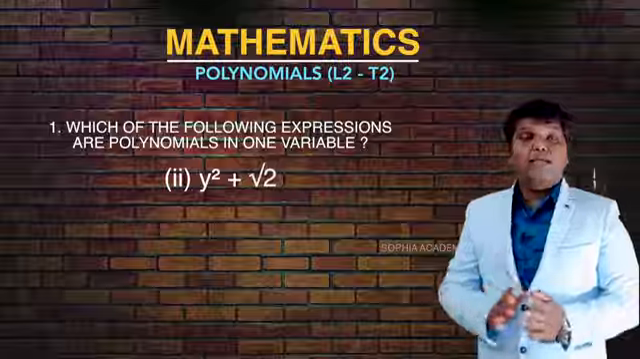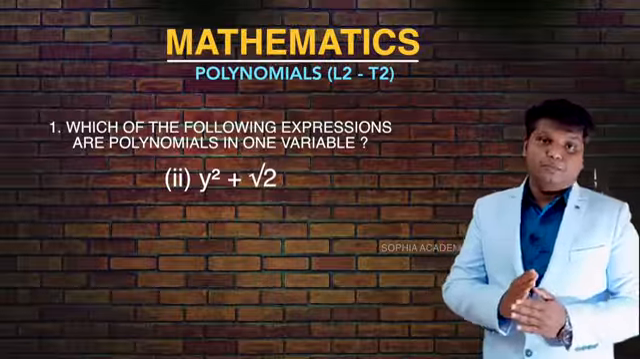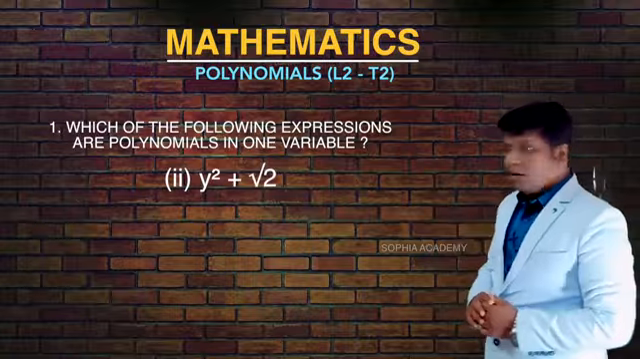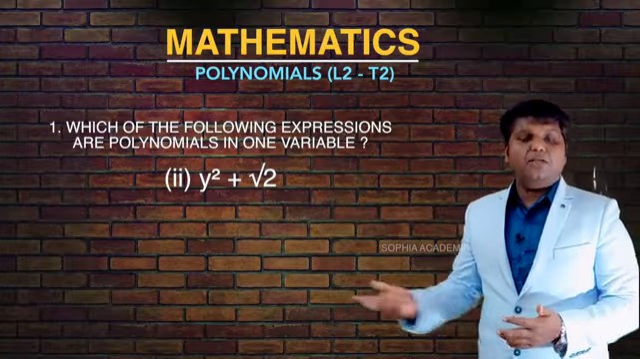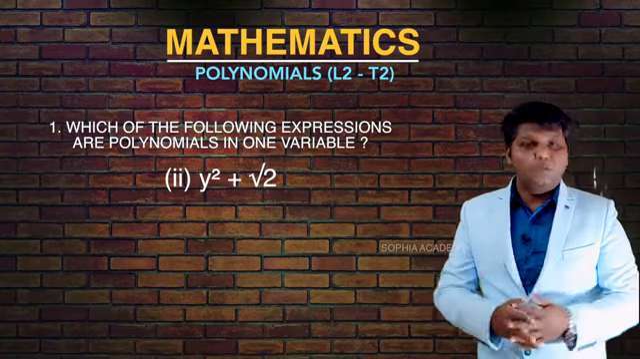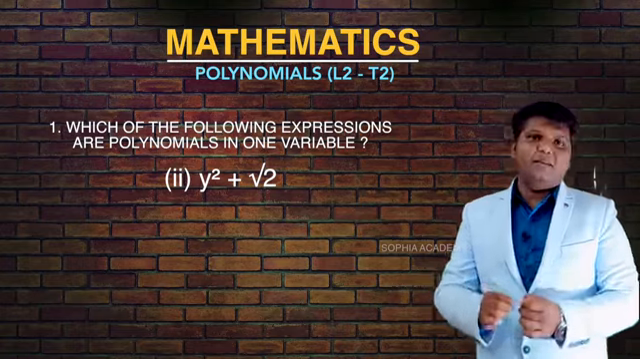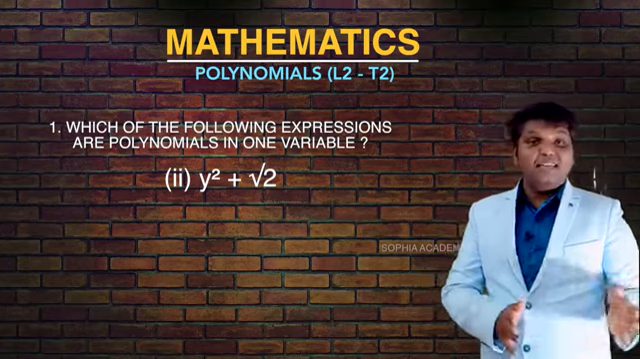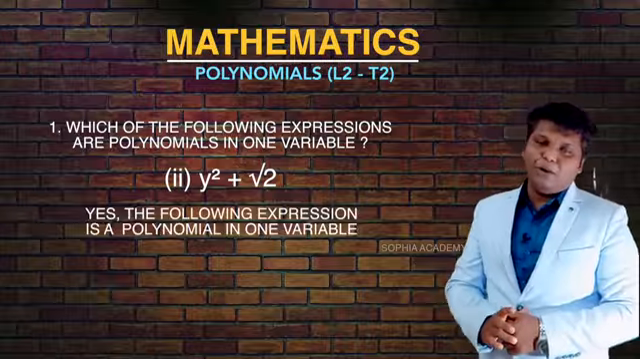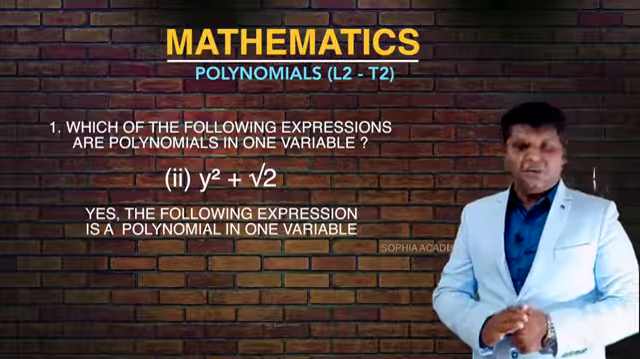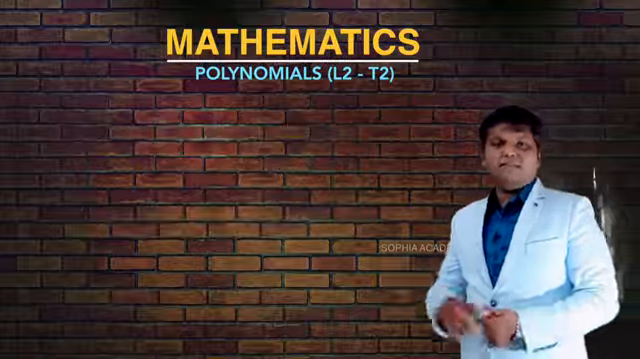Okay. Let us come to the second question and check the same. Question number 2: y square plus root 2. It's a polynomial in y, and there is only a single variable, and that is y itself. So we can say this also comes under the category of a polynomial with a single variable. Check out the third question.